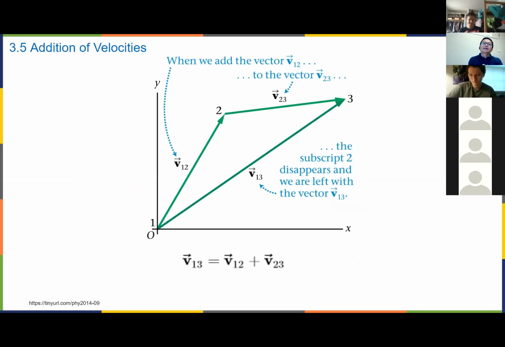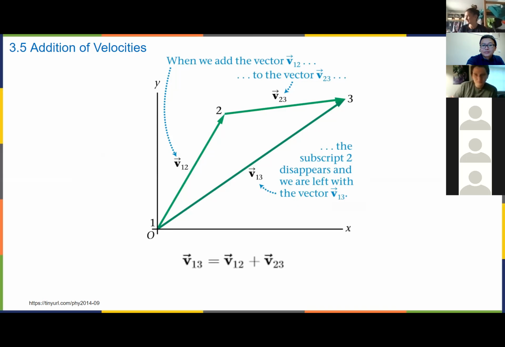All right, and then last time we also talked about addition of velocities. For velocity addition, you can use subscripts to represent the velocity vectors. So take the velocity of object 1 relative to object 2, and the velocity of object 2 relative to object 3. If you do velocity of 1 with respect to 2 plus velocity of 2 with respect to 3, then the resultant will be the velocity of 1 with respect to 3. So that's how you want to use the subscripts here.